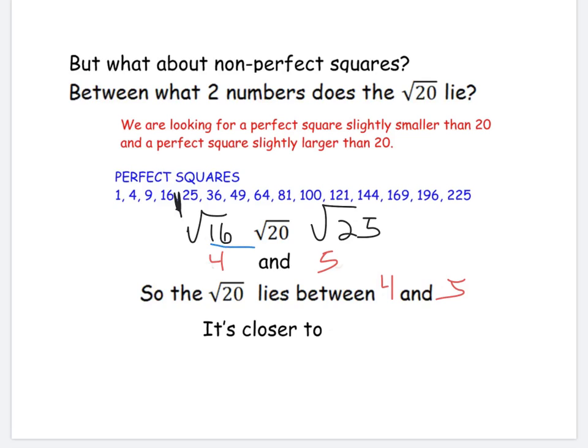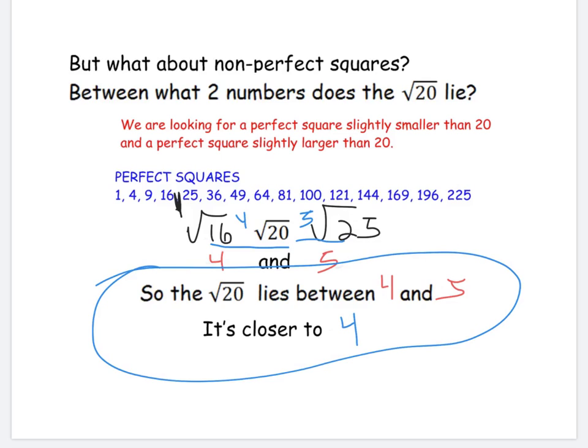If I'm looking at 16 and 20, the difference is 4, because 20 minus 16 is 4. But if I'm looking at 20 and 25, 25 minus 20 is 5. So the square root of 20 is only 4 units away from the square root of 16, but it's 5 from the square root of 25. So we can say that this is closer to 4. For our purposes right now, we're going to be looking at what it's between and what it's closer to if it's not a perfect square. So what you would tell me as your final answer is that the square root of 20 is between 4 and 5, but closer to 4.